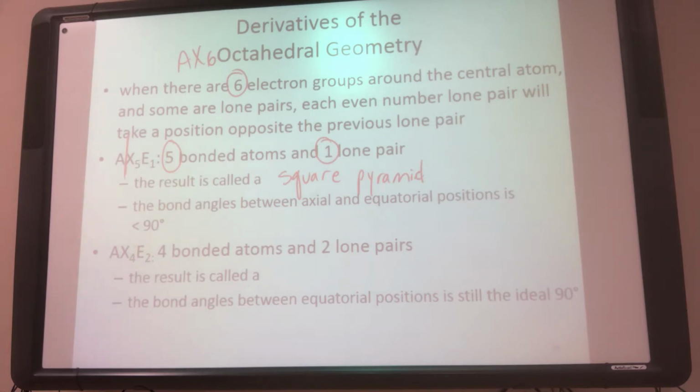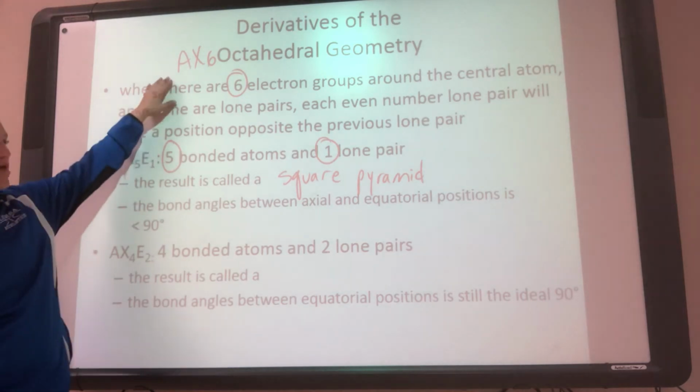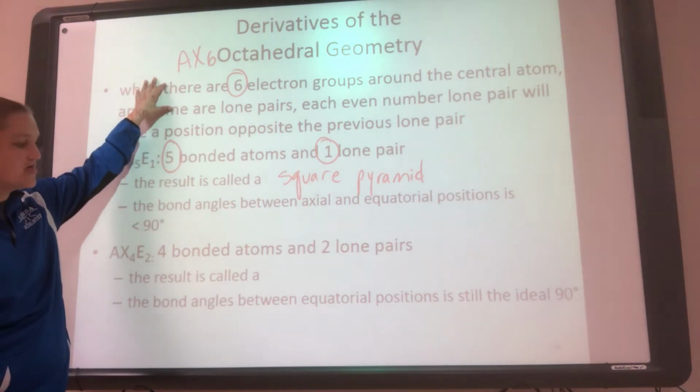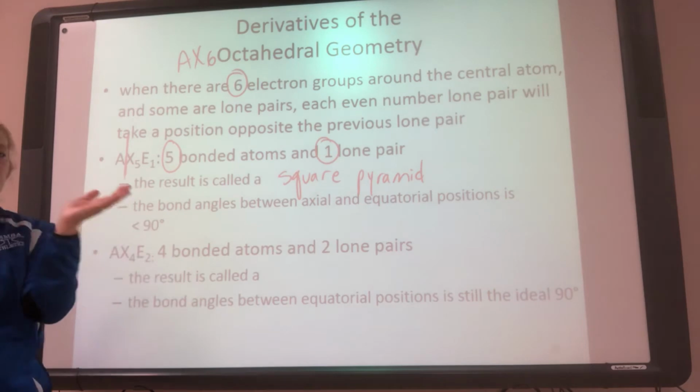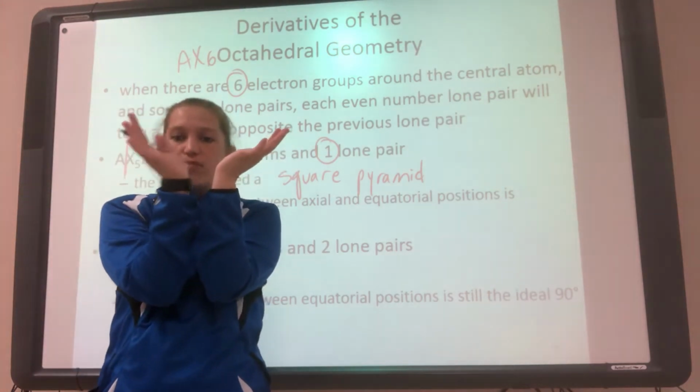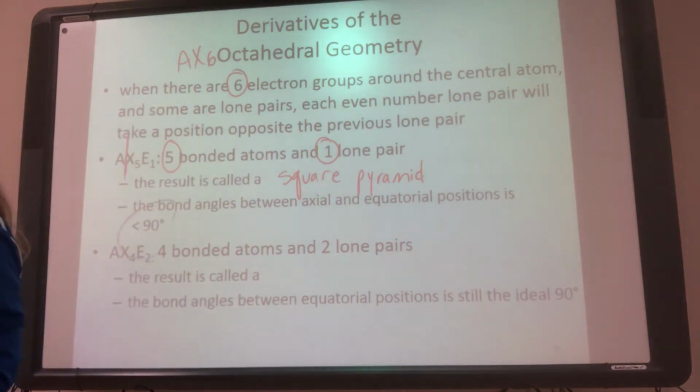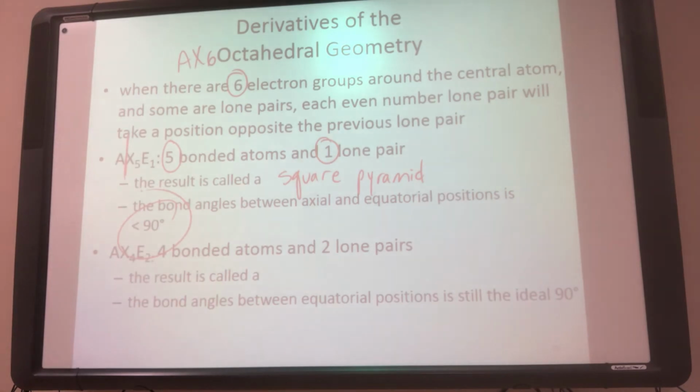Okay? And remember, in an octahedral, in my perfect, everything was 90 degrees. So here, because that square goes up a little bit, we get less than 90 degrees. Okay? So we get a slight deviation from perfect there.